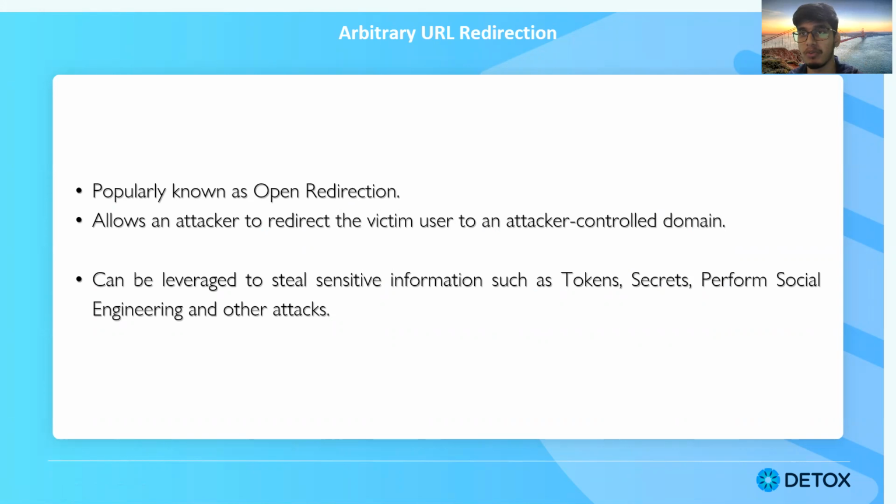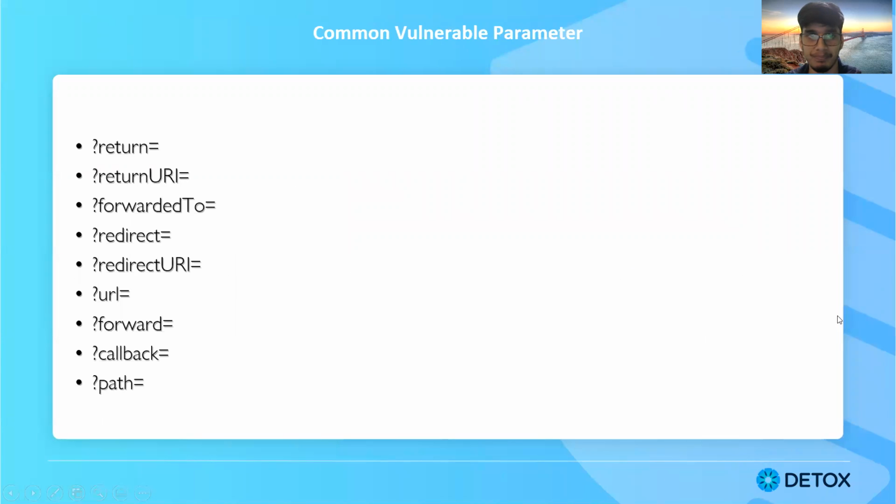For example, a lot of times you will see parameters such as ?url= or ?redirect_url=, and you supply https://google.com. When you hit some function which triggers this redirect URI parameter, you will observe that the application actually redirects you to google.com. This is simply an open redirection attack that allows you to redirect your victim to some attacker-controlled website or domain which might steal their secrets, might be used to perform social engineering attacks or other sorts of attacks, and can be leveraged to perform cross-site scripting and other attacks as well.